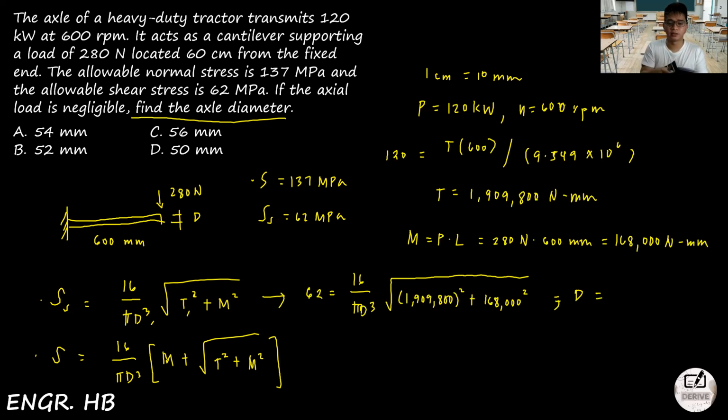Let's shift-store A first, your torque from earlier, which is 1,909,800. So let's say shift-store A, not choices A, shift-store A. And here for M, we can shift-store it as B. So our diameter here is, you can say the square root of A squared plus B squared times 16 divided by pi divided by 62. Then the cube root of that. So the answer is 54 mm.